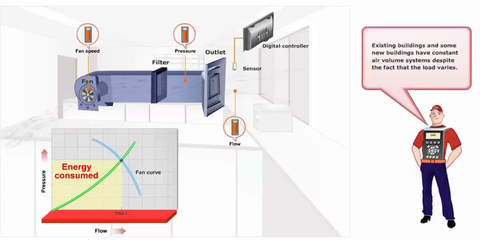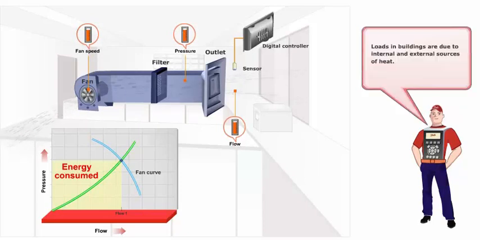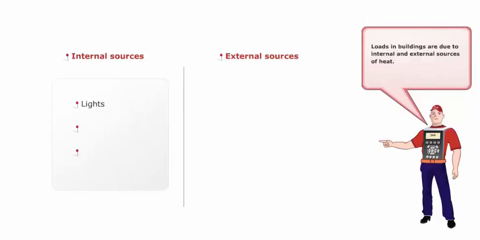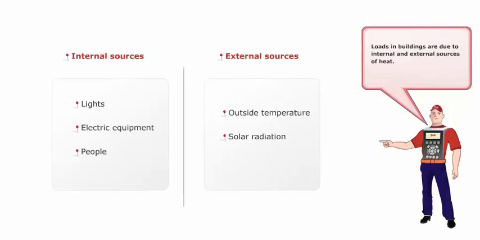Existing buildings, and some new buildings, have constant air volume systems, despite the fact that the load varies. Loads in buildings are due to internal and external sources of heat. Internal sources are lights, electric equipment, and people. External sources are outside temperature and solar radiation.